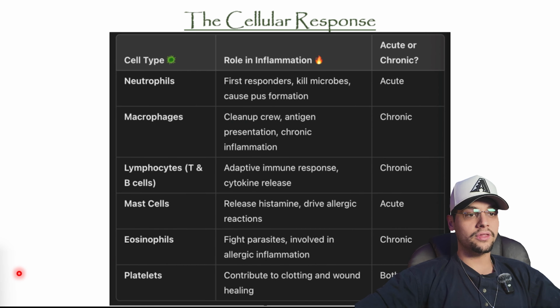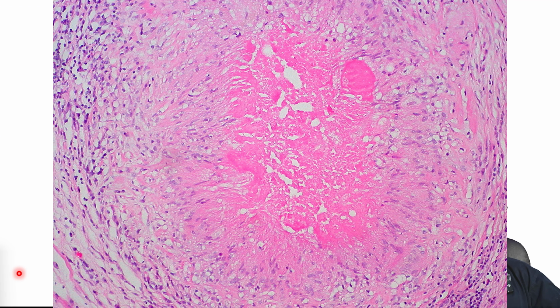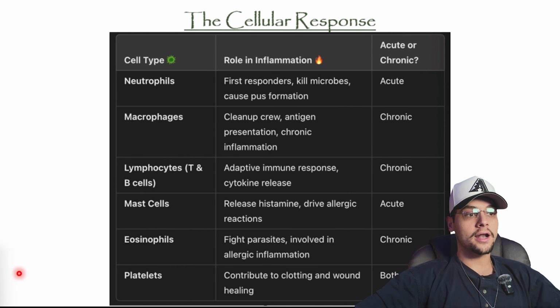Macrophages, or your cleanup crew, engulf dead cells, present antigens to T cells, and drive chronic inflammation, and they can also form granulomas. For example, in TB, they are involved in your chronic immune response. So if you see macrophages, automatically think chronic inflammation. Lymphocytes, T and B cells, are involved in your adaptive immune response. T cells activate immune responses, while B cells make antibodies for long-term immunity. This is your chronic inflammation.